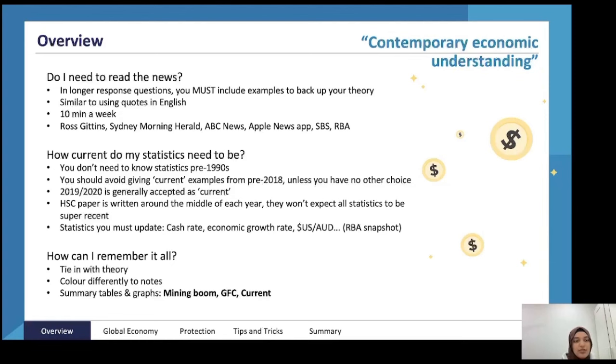So do I need to read the news? Yes, if you haven't already, start collating as much as you can in terms of the most important bits of information and stats. Make sure your stats are as current as they can be. And how do you remember it all? Tie it in with theory, color differently to notes, and use summary tables and graphs.